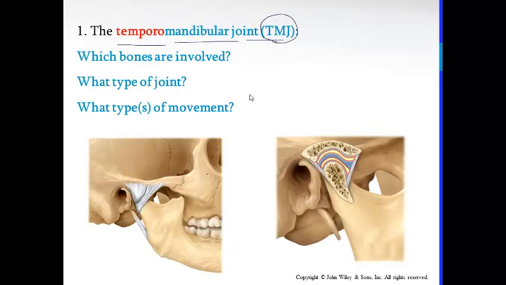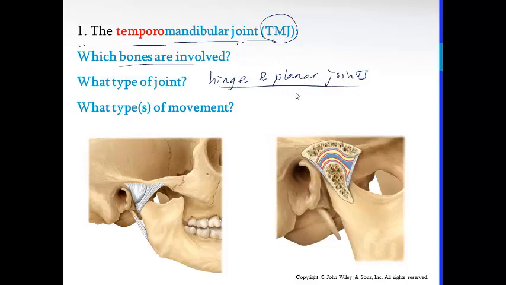So for the TMJ, which bones are involved here? I know you study your bones, right? So you have your mandible, and the condylar process of the mandible you can see over here, with your temporal bone. So the bones involved are these two, and the type of movement involved is, for instance, that of a hinge and sometimes a planar joint.